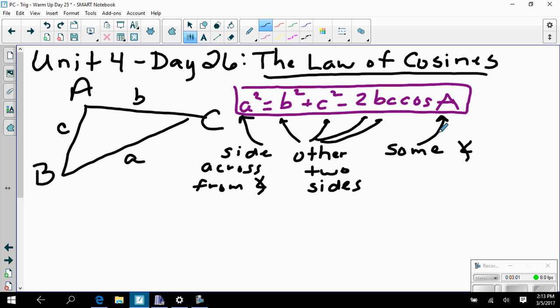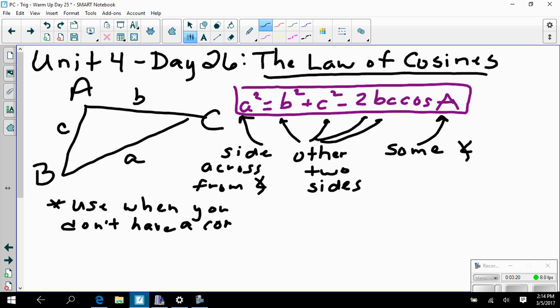And we can use this when we don't have a complete ratio. Law of Sines is generally a little bit easier to use and set up, so if we have the option, we use Law of Sines. So I'm just going to say down here, use when you don't have a complete ratio. In other words, use when you can't use Law of Sines.